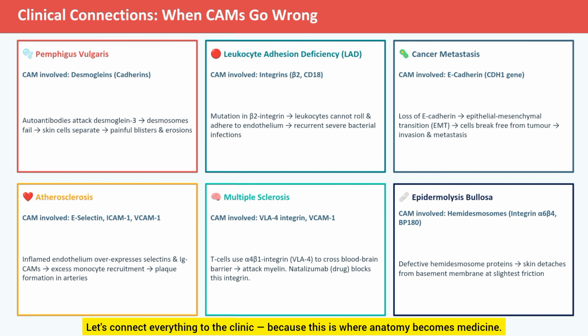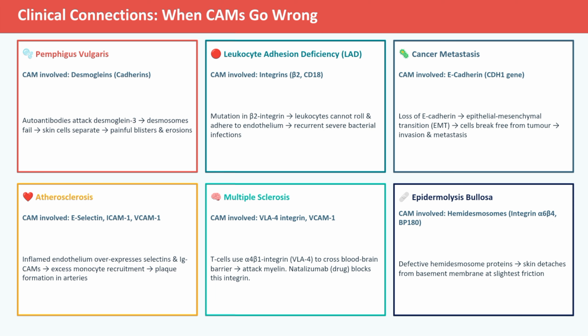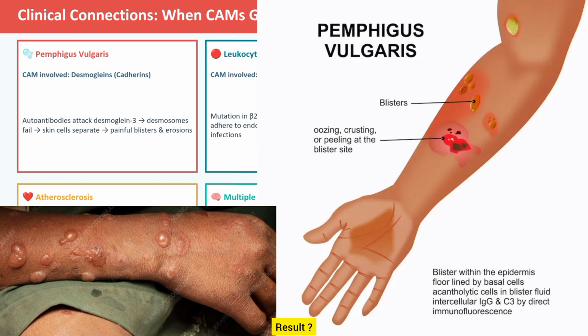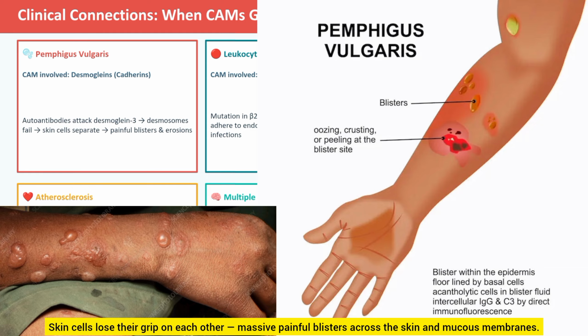Let's connect everything to the clinic, because this is where anatomy becomes medicine. Pemphigus vulgaris: autoantibodies destroy desmoglein 3 in desmosomes. Result? Skin cells lose their grip on each other, causing massive painful blisters across the skin and mucous membranes.